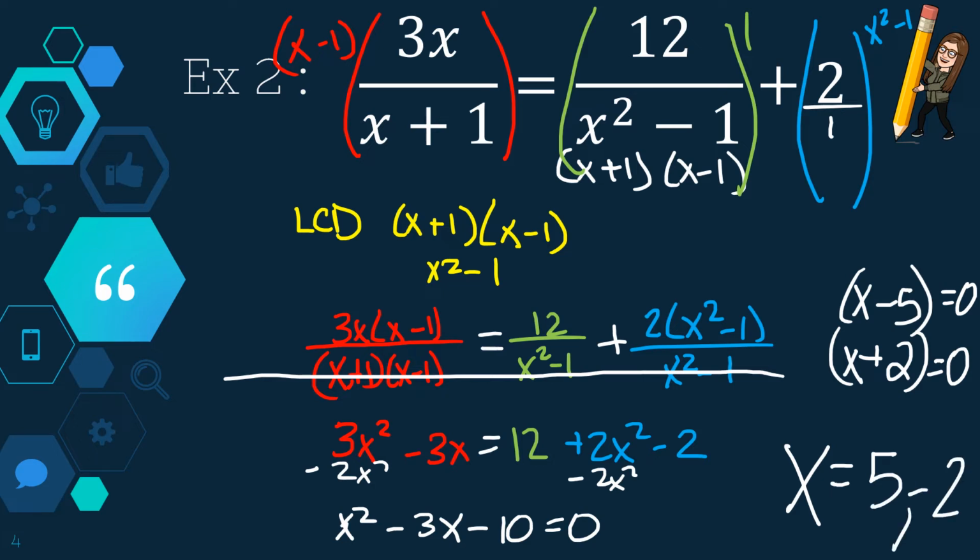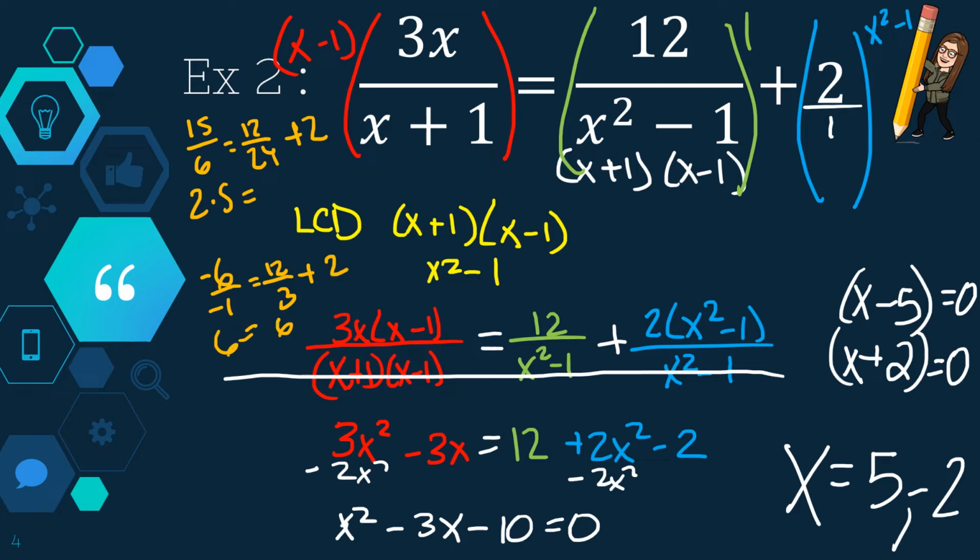Let's check our work. Mental math, I'm just going to jot a few little notes down here. I'm going to have 15 over 6 equals 12 over 24 plus 2, 1/2. Let's see, this would be 6, 12. This would be 2.5. And this would be 1/2 plus 2. So that one's good. Let's try negative 2. Negative 6 over negative 1. 12, that'd be 4 over 3 plus 2, so that'd be 4. 6 equals 6. Awesome. Both solutions work.